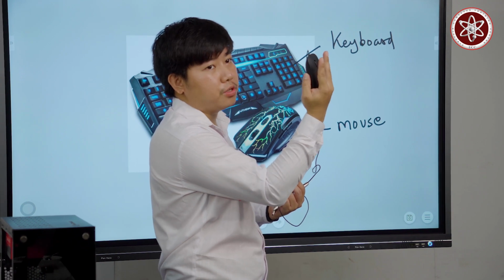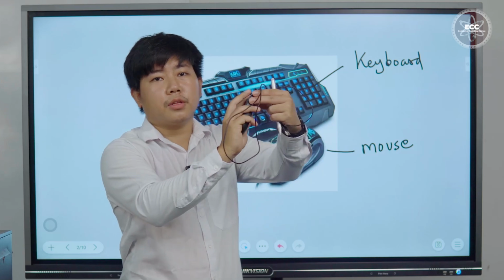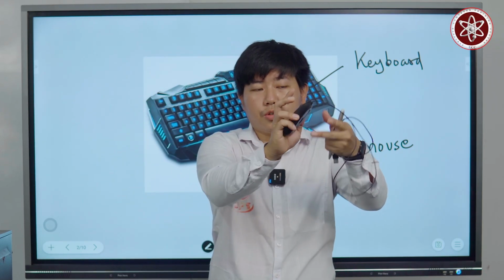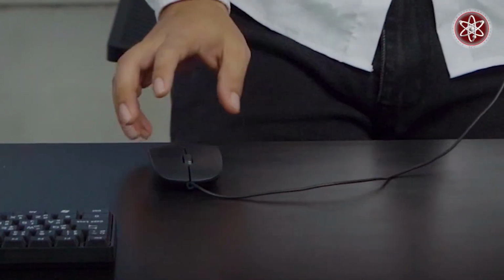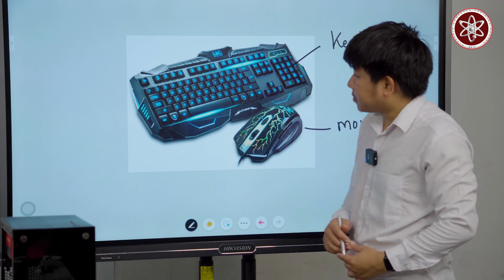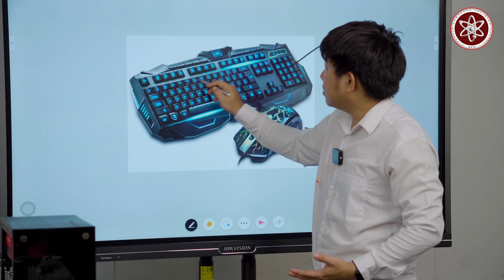Usually you rest both of your fingers on the buttons, and the rest of your fingers grab the mouse so that you can precisely move the mouse to your desired location. So that's how you use the mouse. And let's look at the keyboard. On the keyboard, there are all the alphabets here.